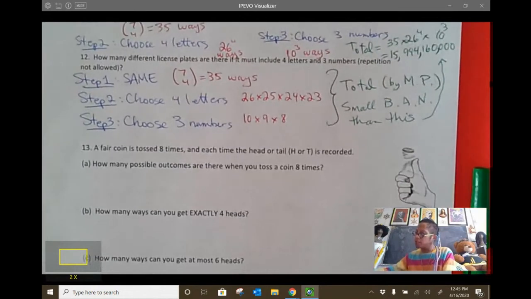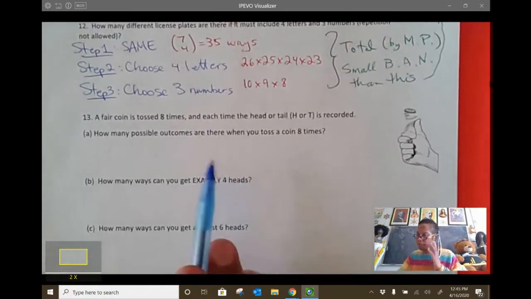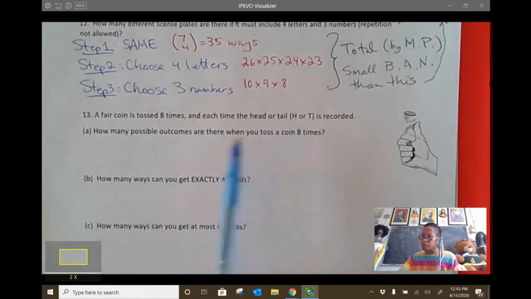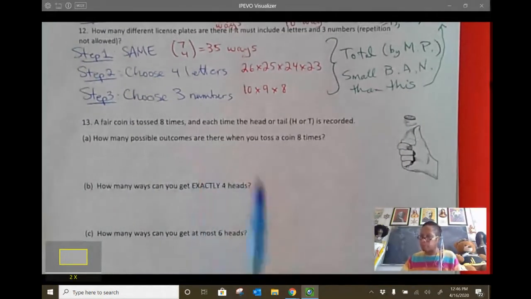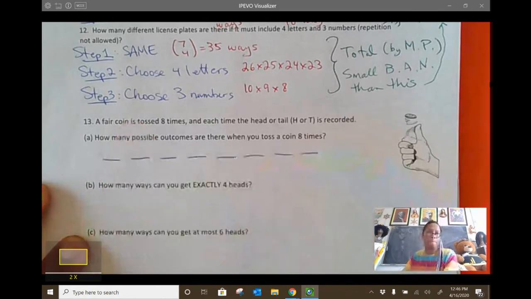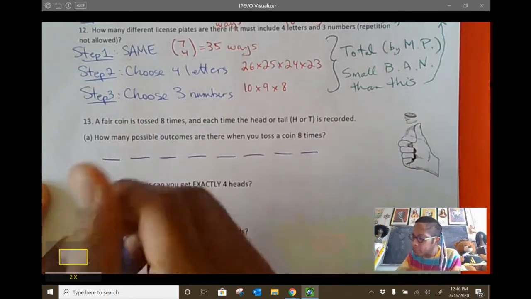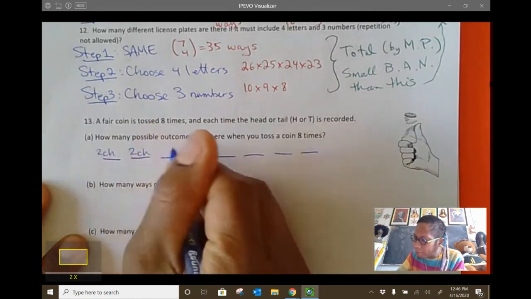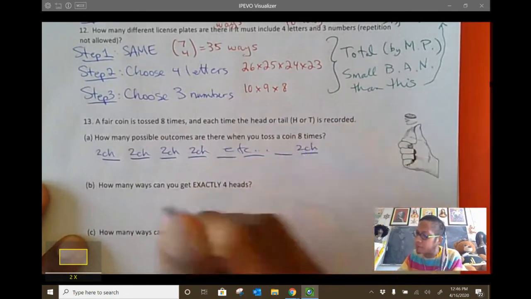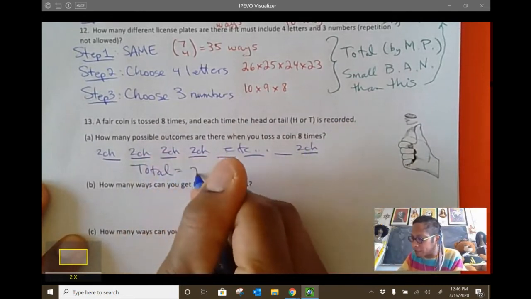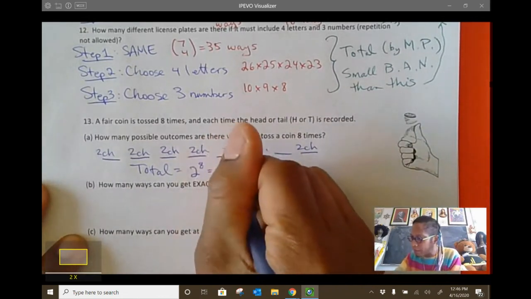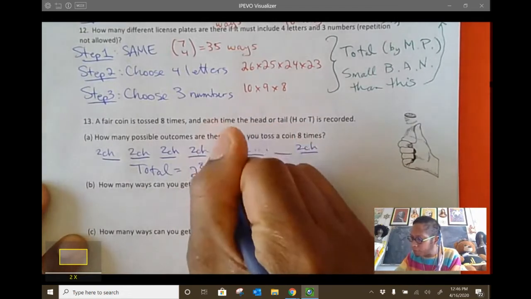Last question that could be on this type of in-class quiz that's going to happen somehow at home. We toss a coin eight times. Each time the head or tail is recorded. How many possible outcomes are there? Draw 8 slots: 1, 2, 3, 4, 5, 6, 7, 8. And there's 2 choices for each slot, dot, dot, dot, 2 choices. So the total is 2 to the 8th power, which is 256 ways. Cool.